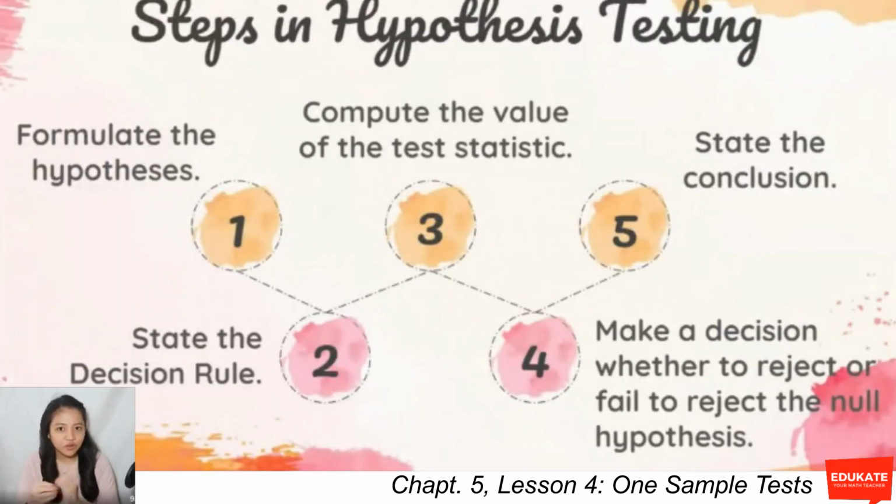Recalling on how to solve these types of problems, let's look at our 5 steps in hypothesis testing. We have tackled the first 2 steps, formulate the hypothesis, and state the decision rule. For this lesson, we're going to tackle all 5 of them, including computing for the value of the test statistic, making a decision whether to reject or fail to reject the null hypothesis, and stating the conclusion.